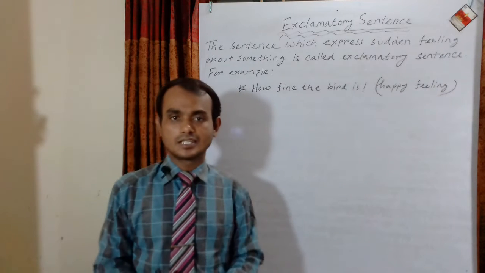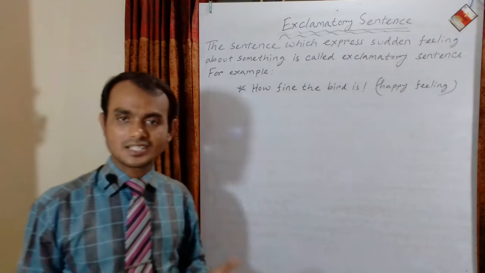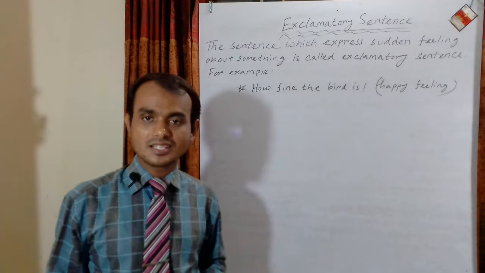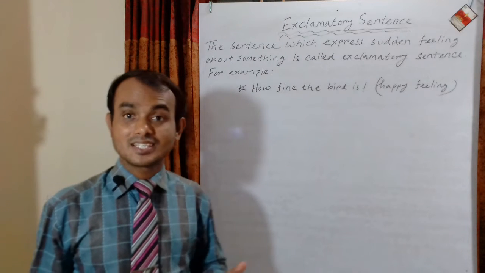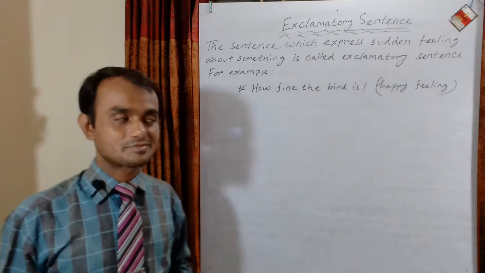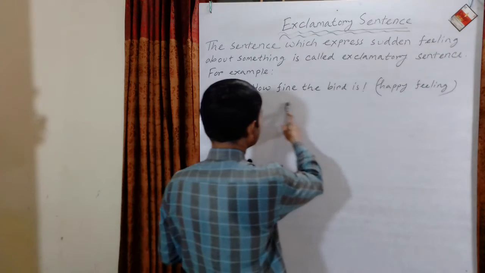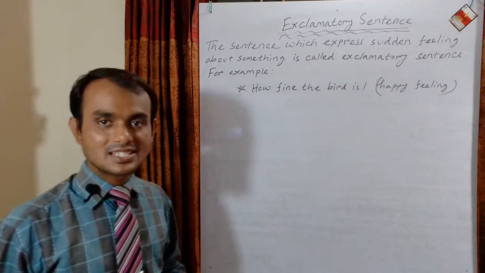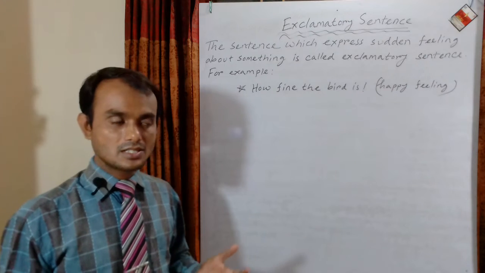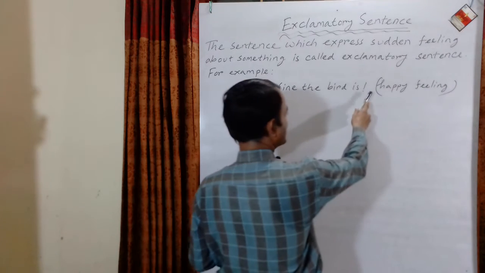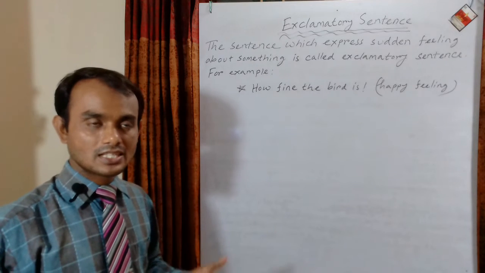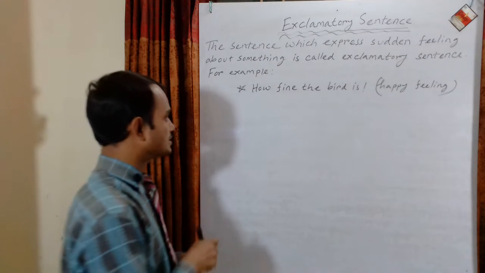Dear students, I have written one sentence to give the example. How fine the bird is. If you analyze the sentence, you'll find it's a sudden feeling and it's a happy feeling. So this is an exclamatory sentence. Since this sentence indicates sudden feeling, it is an exclamatory sentence. Besides, whenever we see the exclamatory sign or exclamatory mark in any sentence, that is exclamatory sentence.